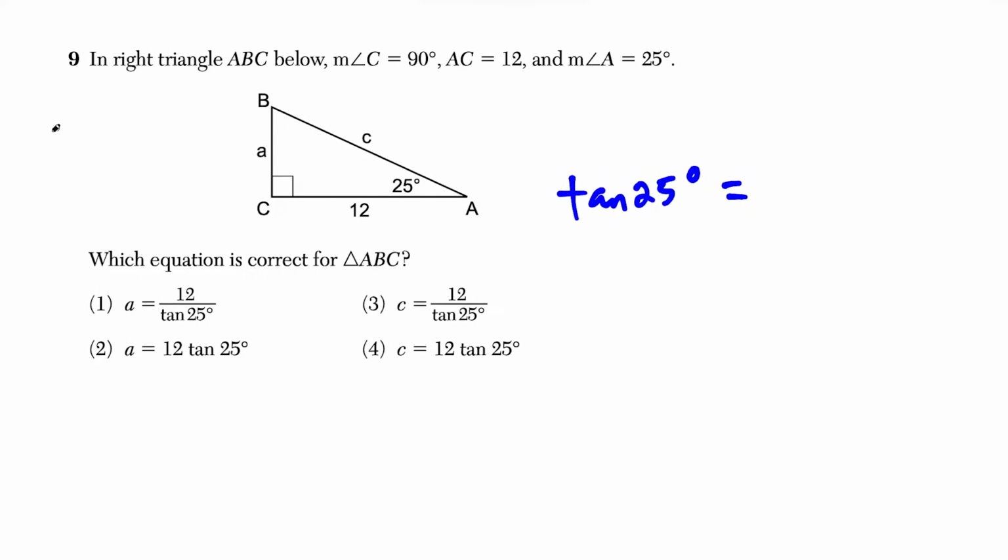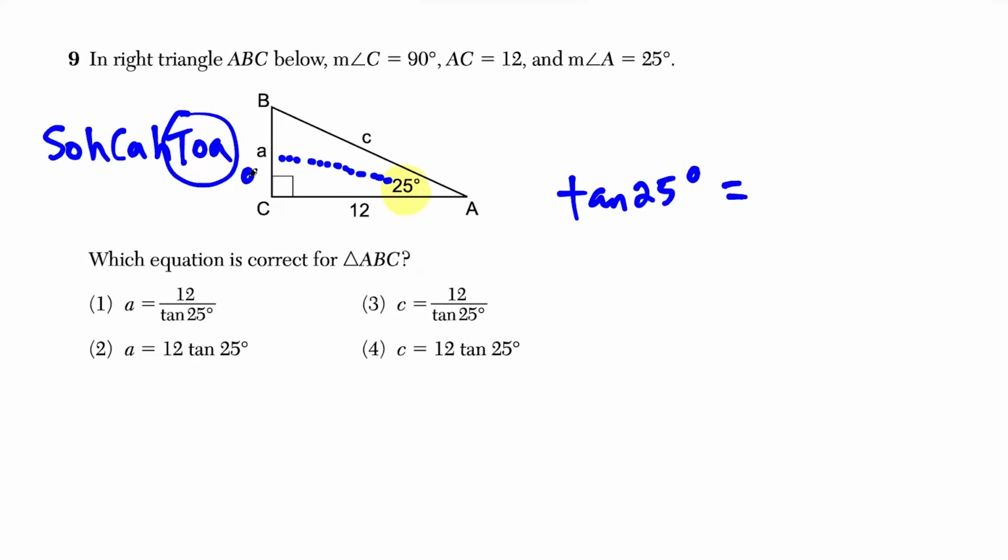So now let's think about SOHCAHTOA. If we're thinking of the tangent function here, then we're going to be using this piece, the TOA in SOHCAHTOA. And how that works is we look at the angle, which is over here at 25 degrees, the angle at point A. And we're going to look at the side opposite of this angle. So opposite of this angle is side BC, which is labeled with a lowercase a.